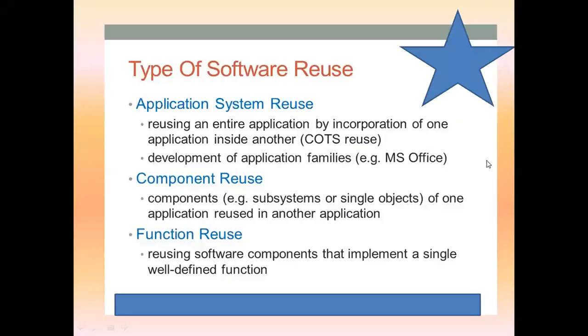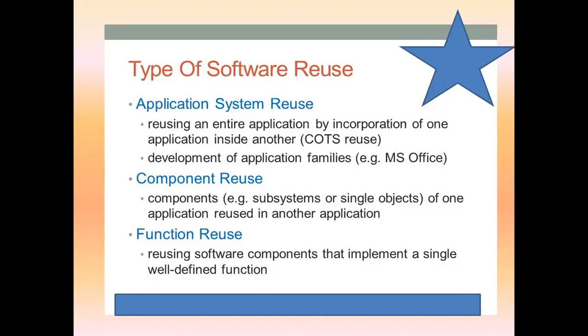If we come to application system reuse, it means reusing an entire application by incorporating one application inside another. That is a coarse reuse. We can reuse the entire application. By incorporating, we mean that we can include our application in another application, and use that application in a single software or application.